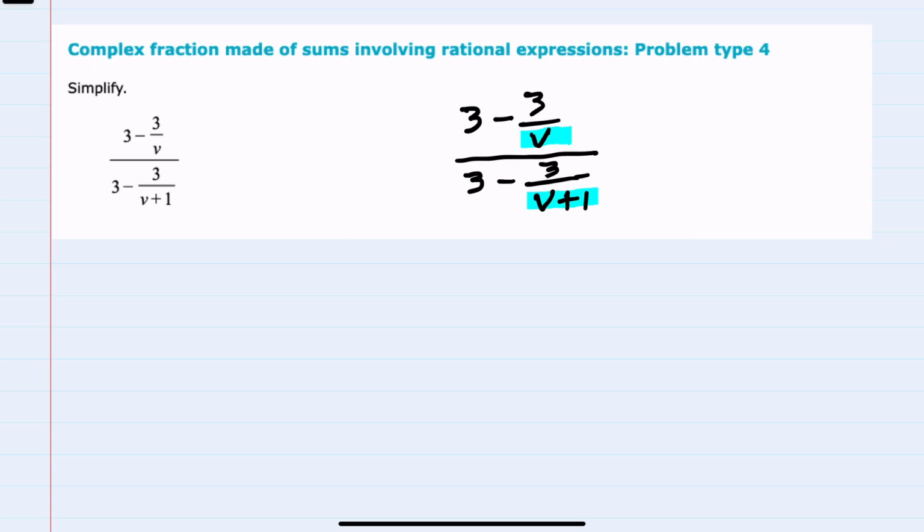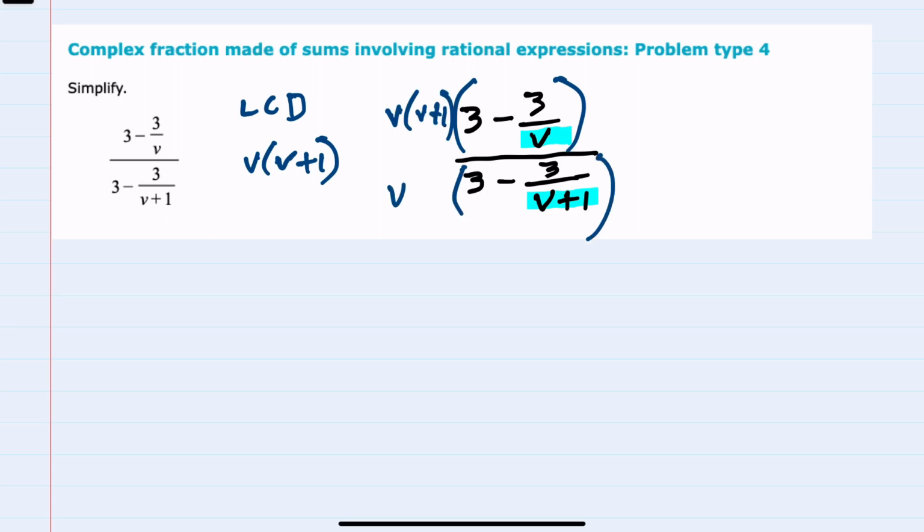So just as before, we want to identify the lowest common denominator between these two. So our lowest common denominator here will be both a v times a v plus 1. This lowest common denominator, we can multiply both the top and the bottom of our complex fraction. So in effect, we're multiplying by 1 because v times v plus 1 over v times v plus 1 is just 1.